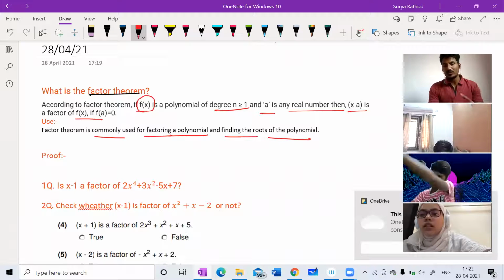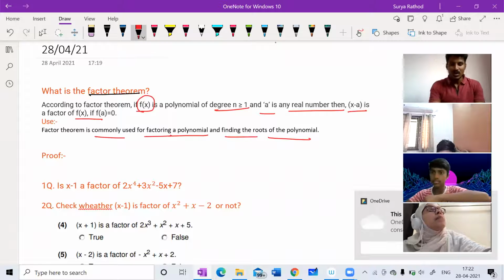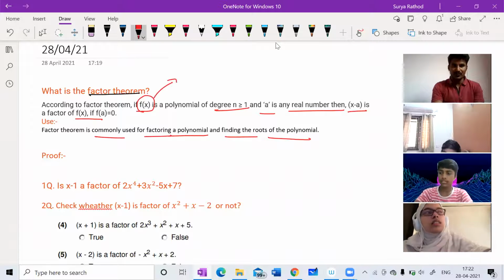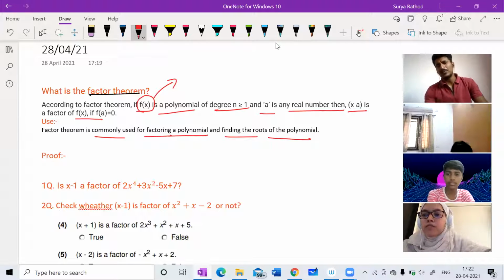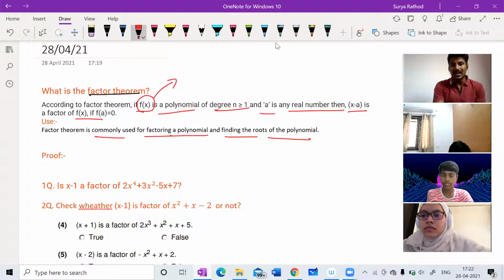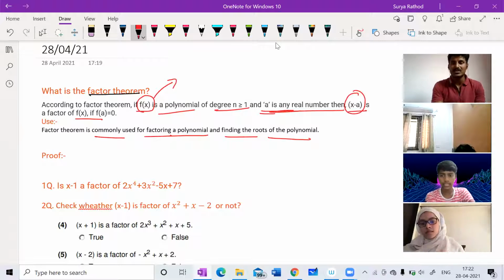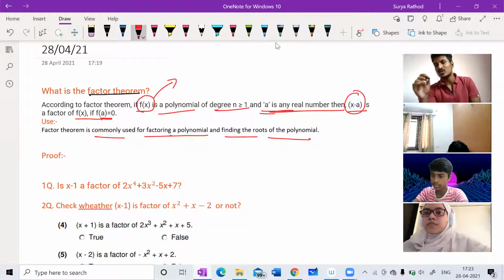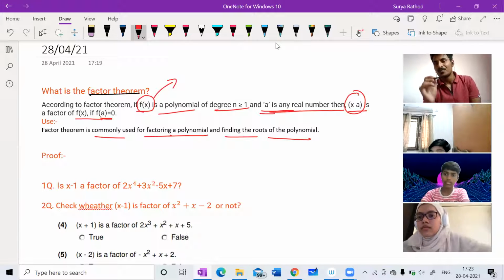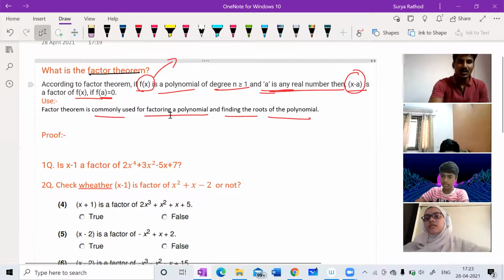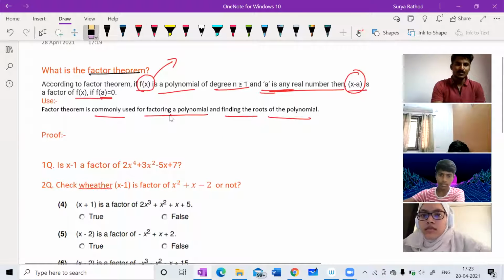According to the factor theorem, I repeat, everyone, please try to listen to me. f of x is a polynomial of degree greater than or equal to 1, and a is any real number, then x minus a is a factor of that particular polynomial if f of a is equal to 0. That means at that particular x value, the polynomial is equal to 0. That is what our factor theorem says to us.